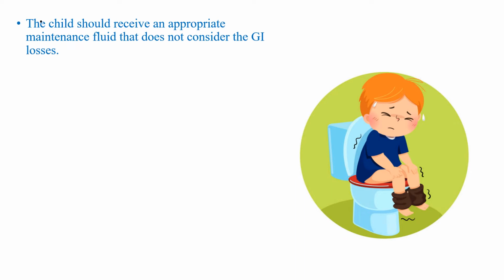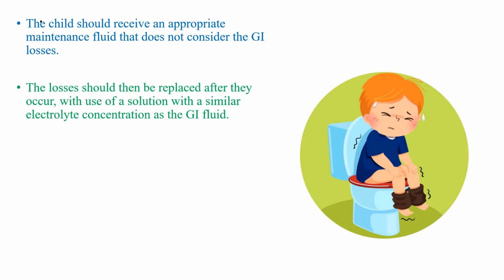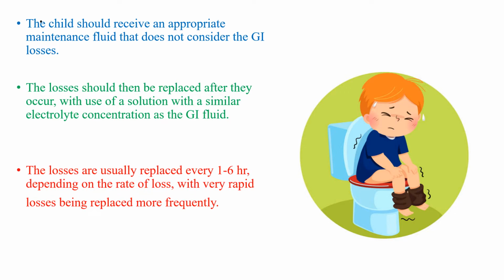The child should receive an appropriate maintenance fluid that does not consider the GI losses. The losses should then be replaced after they occur with use of a solution with similar electrolyte concentration as the GI fluid. The losses are usually replaced every 1 to 6 hours, depending on the rate of loss, with very rapid losses being replaced more frequently.